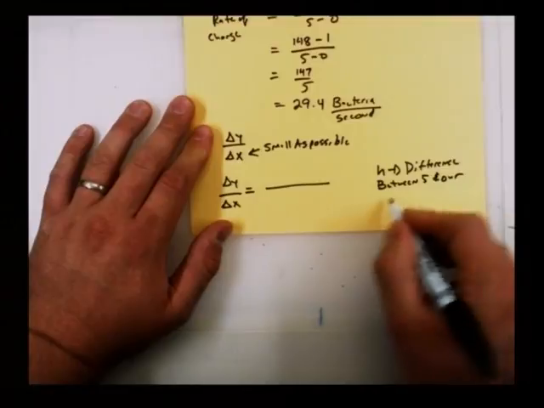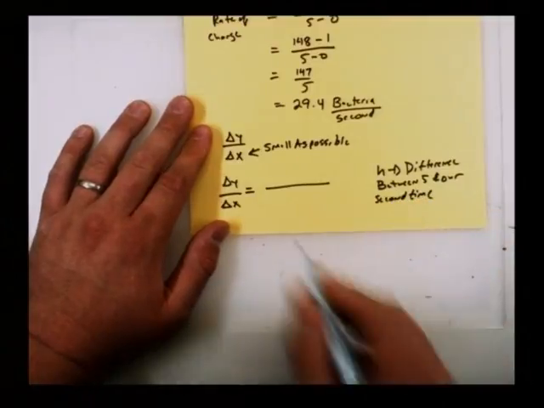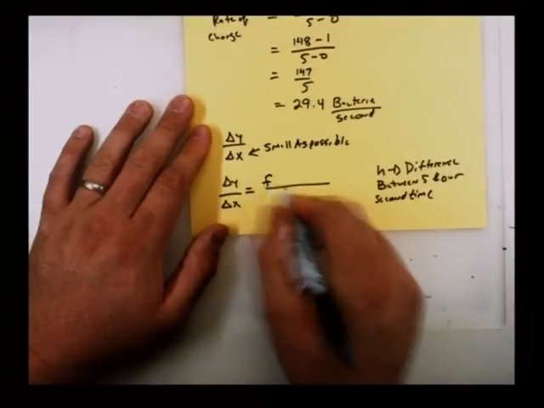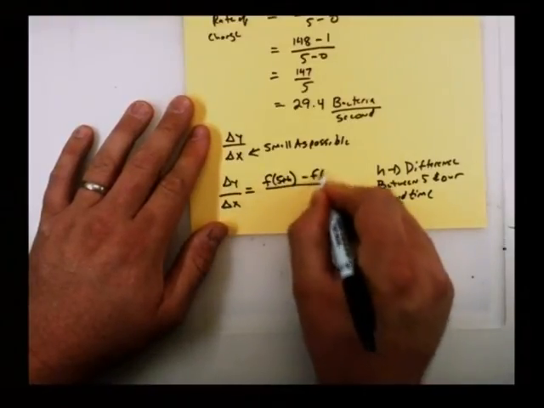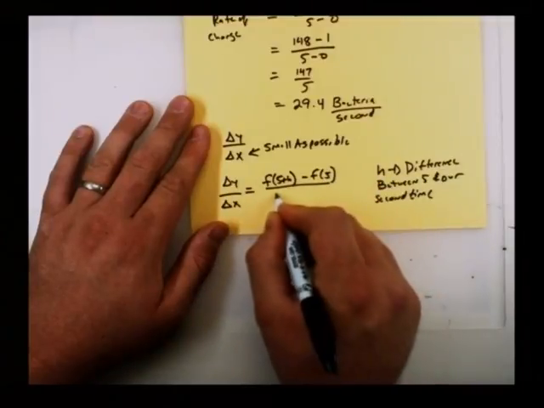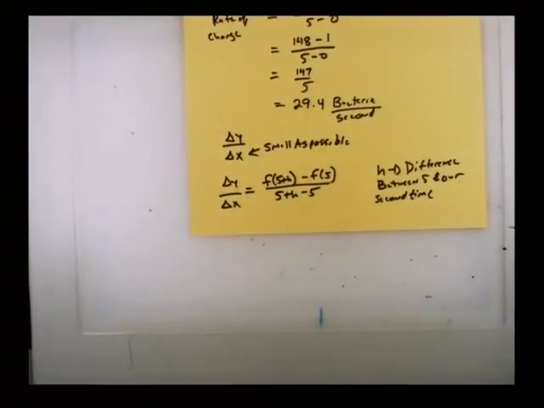So the difference between 5 and our second time rate. To find our rate of change, we're going to have f of 5 plus h minus f of 5 over 5 plus h minus 5. Now, you might be saying, okay, this is a conceptual idea. Let's see if we can apply some math to it first to see what's happening here.